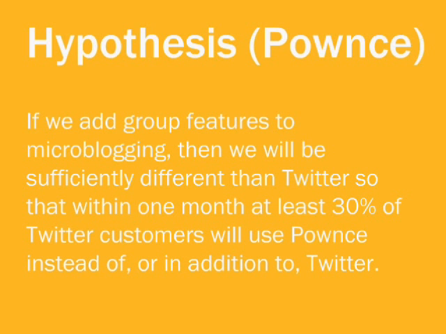So the idea here is that Pownce's group features were one thing that were very different than Twitter, and they felt could really differentiate them. This is something that could be used by a group of friends or your team or your department or your company to just communicate internally. And so this is part of what they're really counting on to be a success. This hypothesis states that they'd like 30% of Twitter customers.